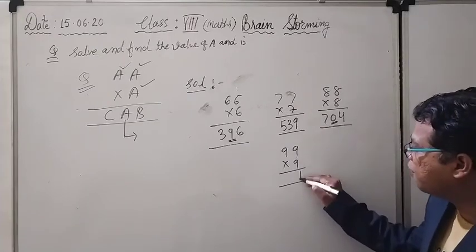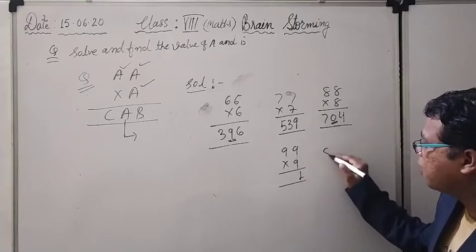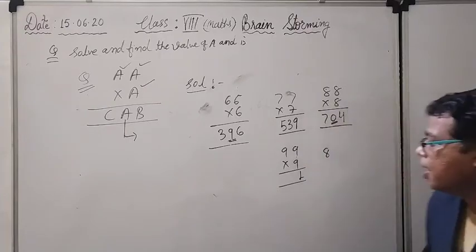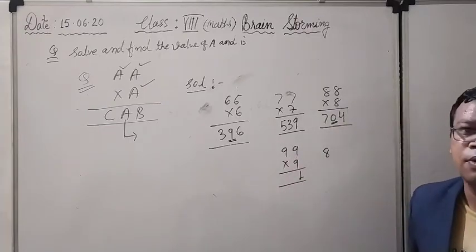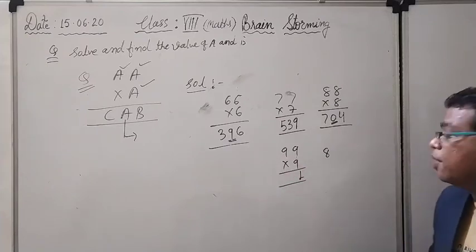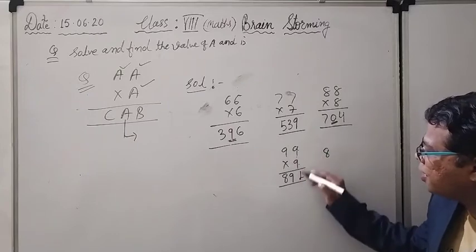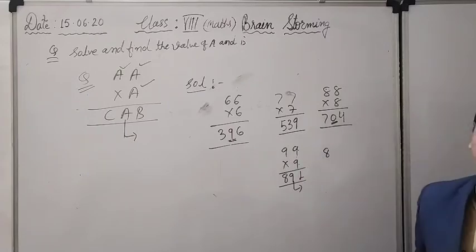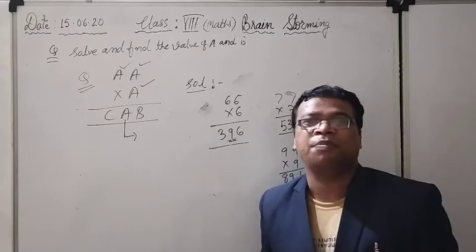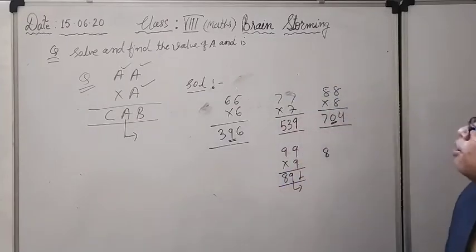9 9s are 81, so 8 on carry, okay, and again 9 9s are 81, and 81 plus 8 is 89. Right now see 999, and the middle digit is also 9. That is our requirement, meaning that this is going to be the solution for it.